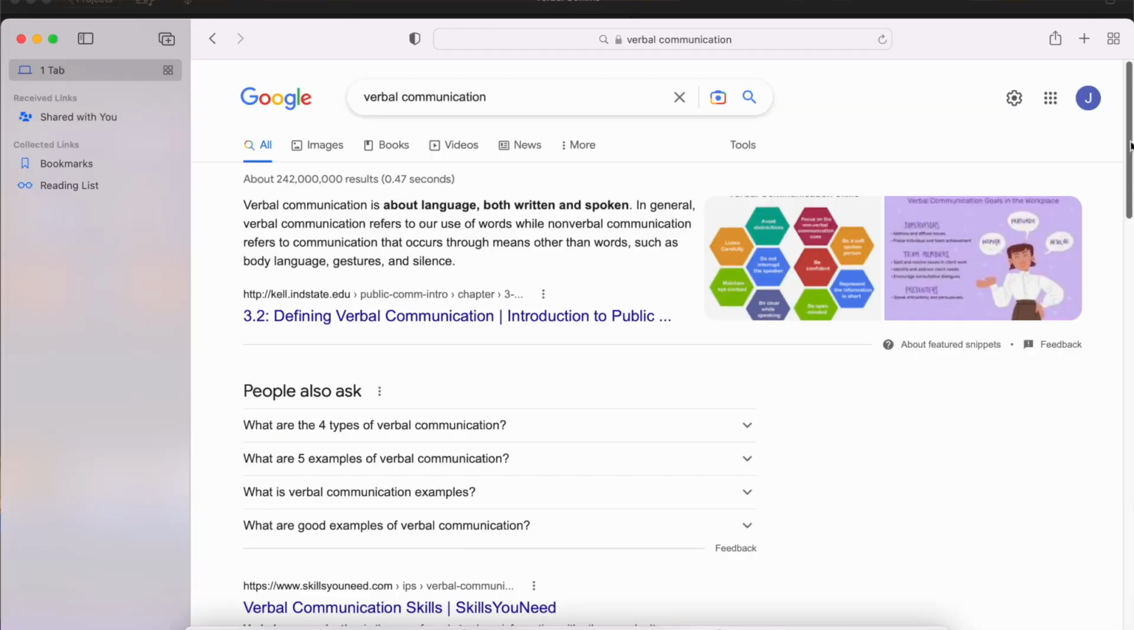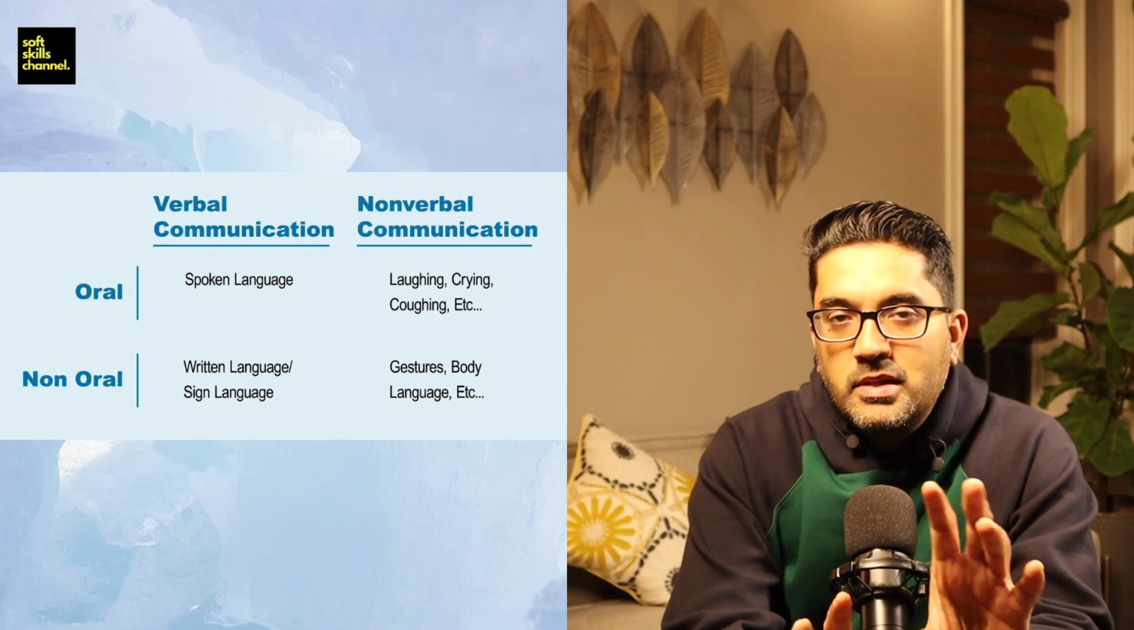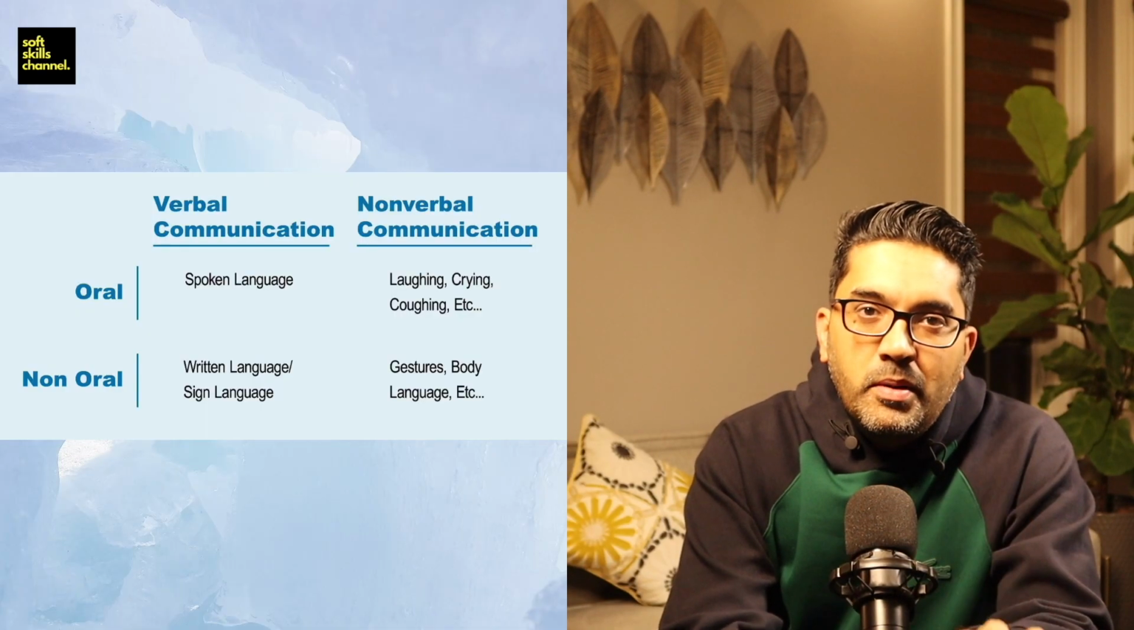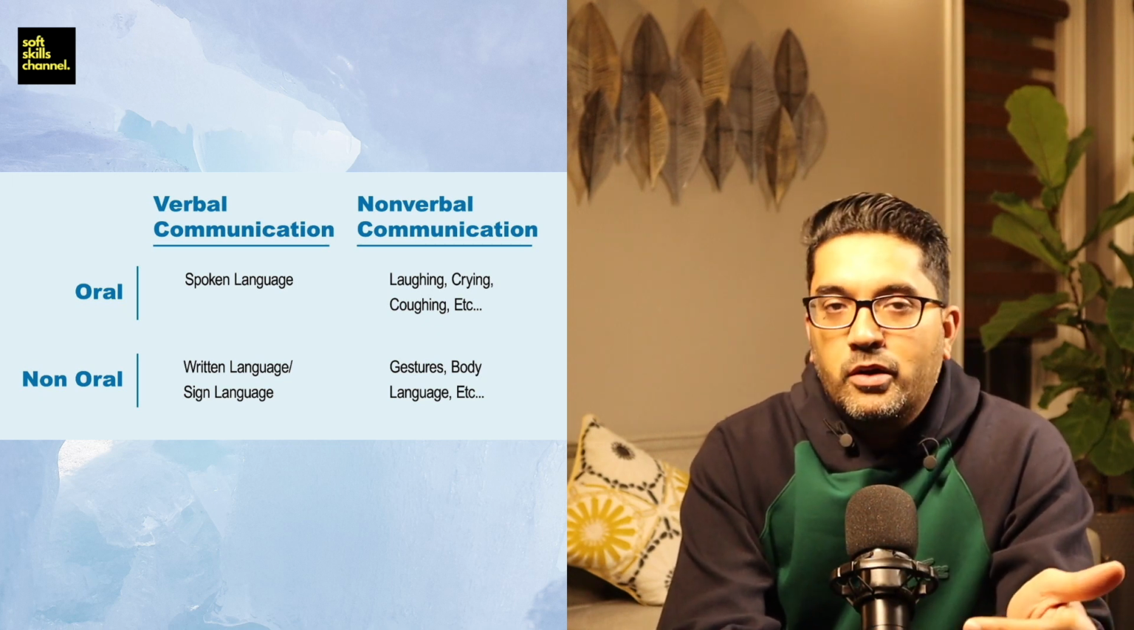So let's first talk about what is verbal and non-verbal communication. Now, if you Google this, you'll find a lot of complicated definitions, which you can use for sure. But if you look at this table here, it makes it much simpler. So verbal communication or non-verbal communication can be of 2 types. It could be oral, it could be non-oral.